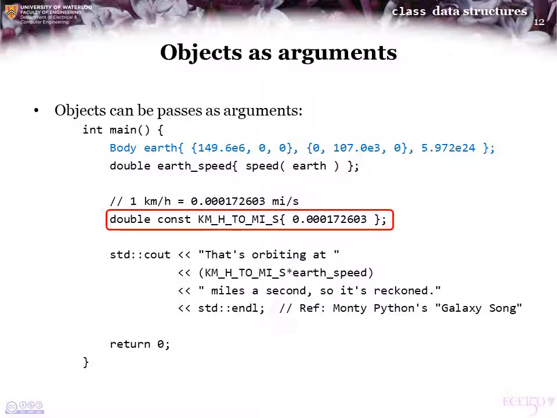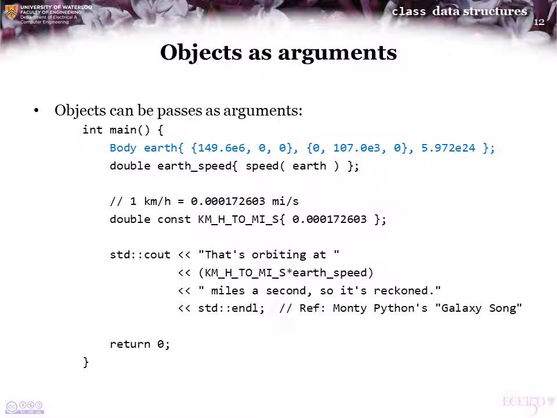I'm now declaring a constant that gives me the conversion factor between kilometers per hour to miles per second, and that value is provided here. We're now going to output a little song that some of you may be familiar with, where we will print out the speed of the Earth in miles per second.